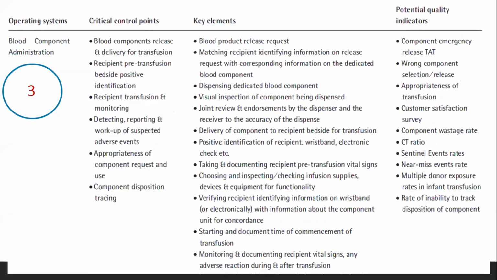And finally, the third operating system identified is blood component administration. That is about the delivery and the release of the blood components, the recipient identification at the bedside, positive patient identification, detection and reporting of the adverse events, and defining the appropriateness, the rational use of components, etc.